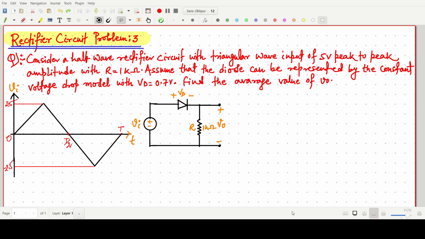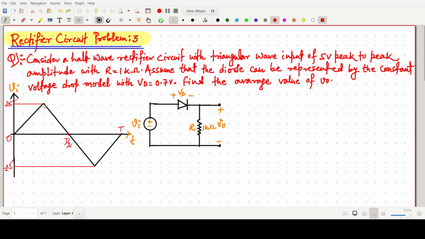Welcome everyone. In this video lecture, we will solve a question on rectifier circuits, which is from the Microelectronic Circuits book. The question is: consider a half-wave rectifier circuit with a triangular input waveform with 5 volt peak to peak amplitude. So, triangular input waveform, 5 volt peak to peak.